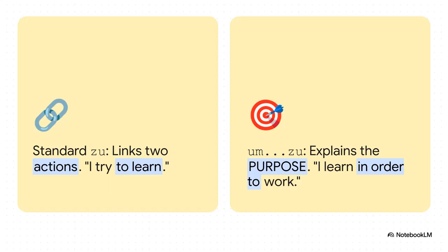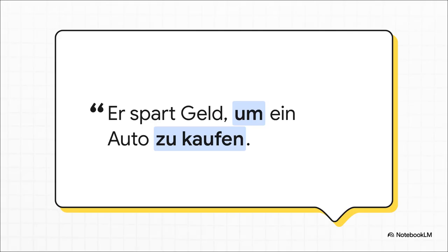Standard zu just links two things. I tried to learn. But um zu explains why. It answers the question for what purpose. Think of it as the German way of saying in order to. I learn in order to work. It's all about the why. Let's look at a clear example.